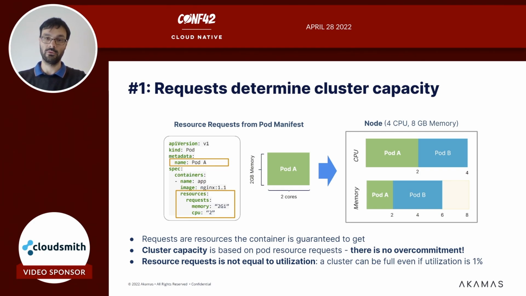A strong difference with respect to virtualization and hypervisors is that with Kubernetes, there is no overcommitment on the requests. You cannot request more CPUs than those available in the cluster. Another important aspect is that resource requests are not equal to utilization. If pod requests are much higher than the actual resource usage, you might end up with a cluster that is at full capacity even though its CPU utilization is only 10%. So the takeaway here is that setting proper pod requests is paramount to ensure Kubernetes cost efficiency.